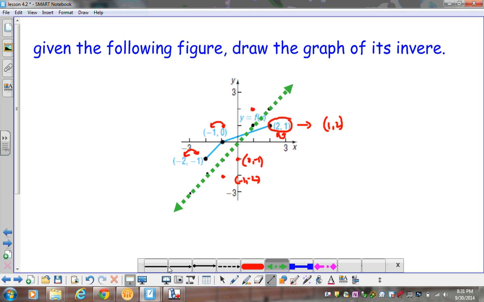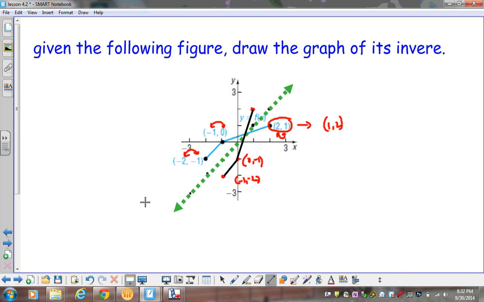So now let's go through, let's connect those. So I've got that one and that one. So if you guys look, that is the inverse function. So once again, I just took all of my original values and flipped them. All right, so my original ordered pairs, I flipped them. That's what gave me my inverse. So that's what a graph of an inverse would look like.